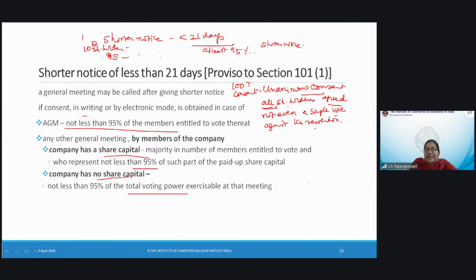They don't have shares, but instead they have voting rights held by the members. So 95% of the voting power they should exercise. Then it is possible for the company to hold the general meeting by giving a shorter notice. If they want to have that done, they can do it if the company wants. Yes.